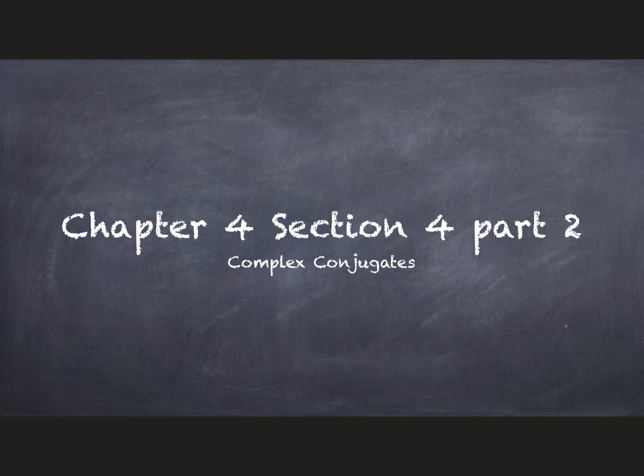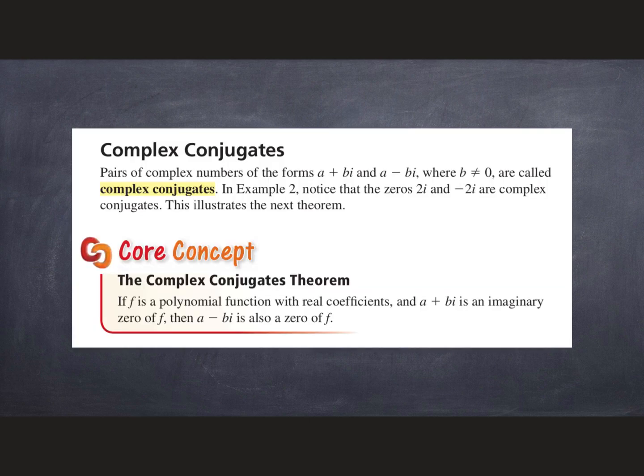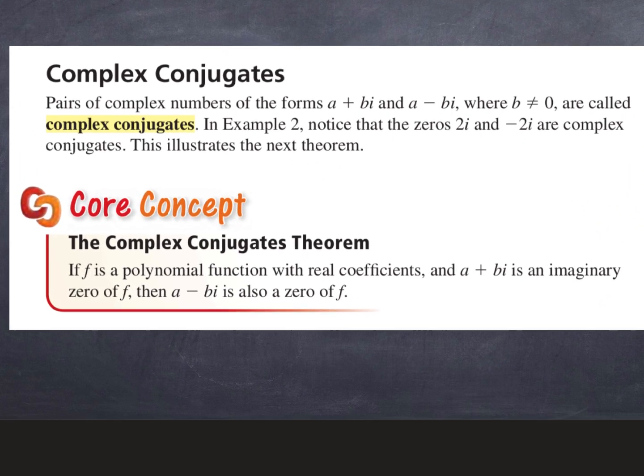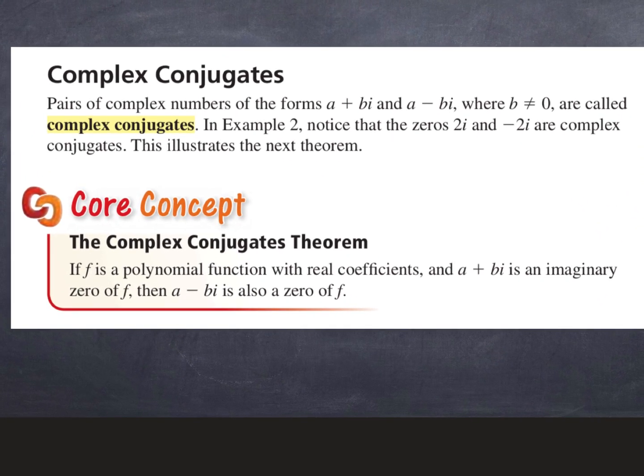So it says Chapter 4, Section 4, Part 2, but it's actually Chapter 4, Section 6. So it's the Part 2 of what we did yesterday. All right, so we talked about irrational conjugates. Today we're going to talk about complex conjugates.